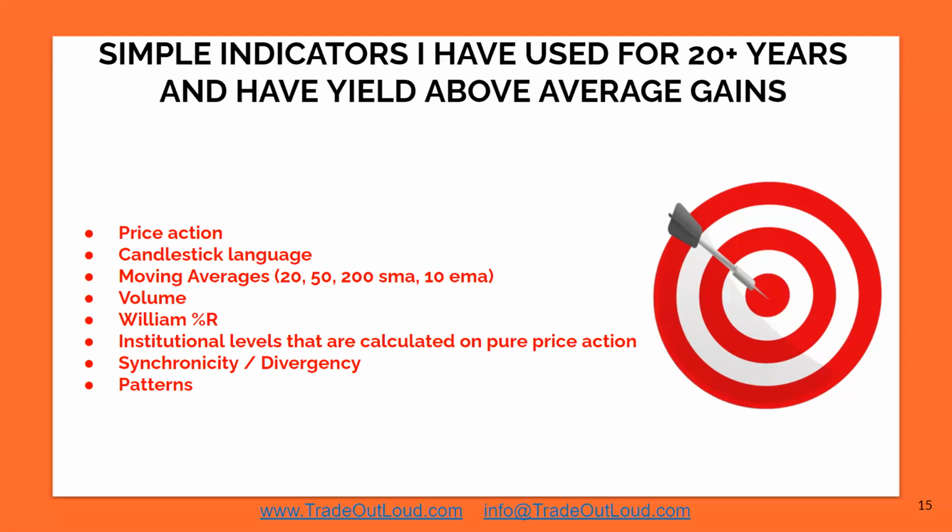Institutional levels are calculated based on pure price action, and every high frequency trading computer out there is designed to trigger, to fire on these institutional levels that we use every single day. Market is all about synchronicity and divergency, because if you have noted in yesterday's trading session or on Monday's trading session, even amongst indices, we had some that were weak and some that were stronger. For example, NASDAQ can lead on weakness and the Dow can lead on strength, because it depends on the underlying stocks.